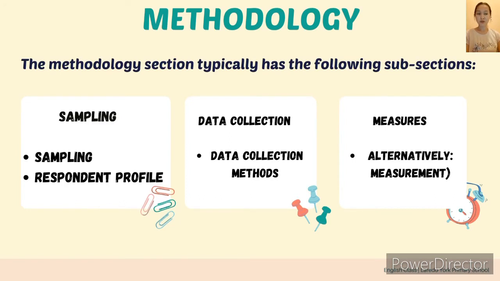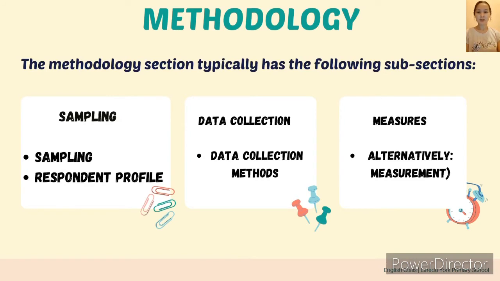Furthermore, the information should enable experienced researchers to replicate your study. The methodology section typically has the following subsections. For example, sampling and a description of the target population, research context, and the units of analysis, respondent profile, data collection methods, and measures, alternatively measurements.